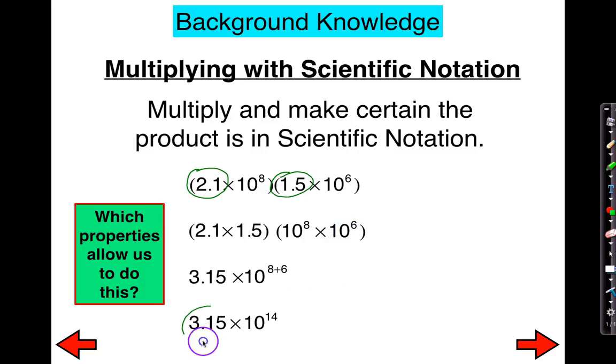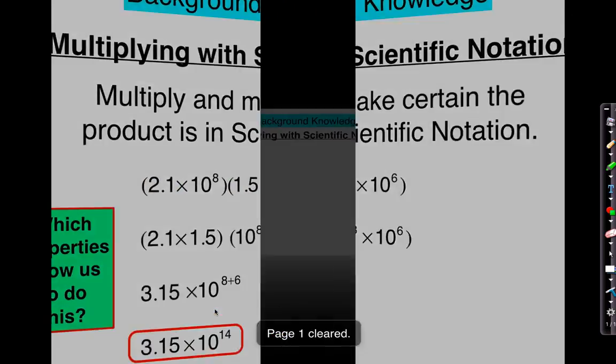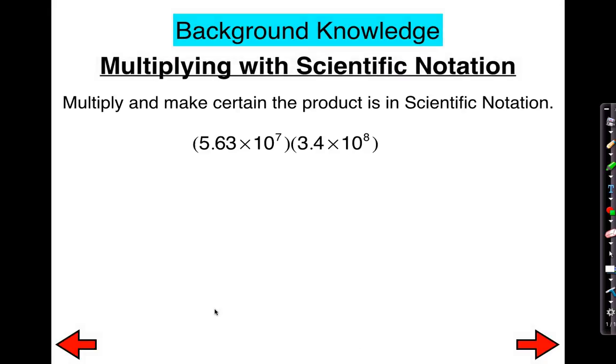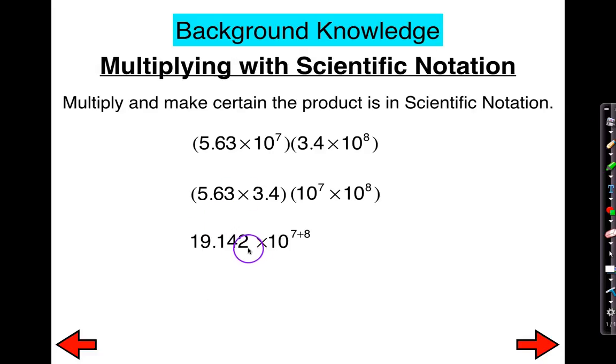We always check to see if our coefficient fell within the correct range, and if it did, that was our final answer. And if it didn't, we would have to make some changes. For example, in a case like this, if we did the same exact steps, and we noticed that the coefficient was too large, we would have to adjust.